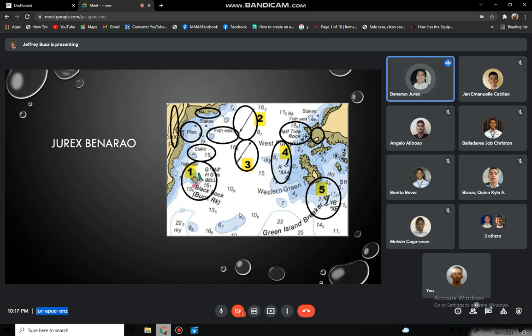Ebb is the tidal phase during which the tidal current is flowing seaward, the ebb current. Flood is the tidal phase during which the tidal current is flowing inland, the flood current. Ebb is the tidal phase during which the water level is falling, and flood the tidal phase during which the water level is rising. And the two definitions do not coincide.